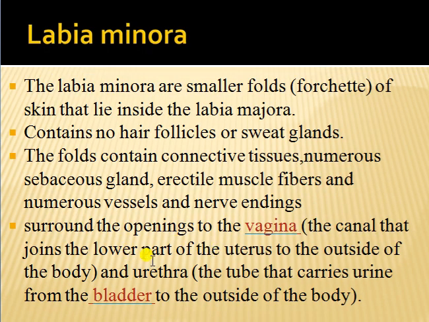The labia minora surround the vagina, which joins the lower part of the uterus to the outside of the body, and the urethra as well. So these labia minora layers join the vagina to the uterus, the cervix, and the urethra also. The urethra is the tube that carries urine from the bladder to the outside of the body.